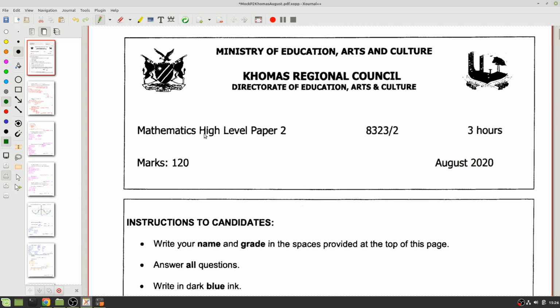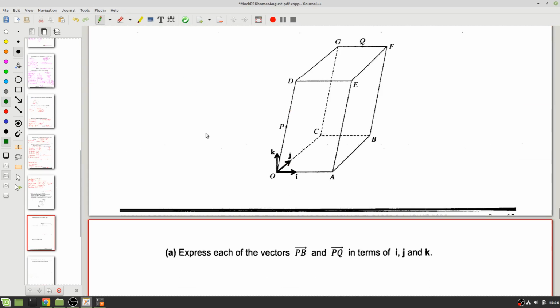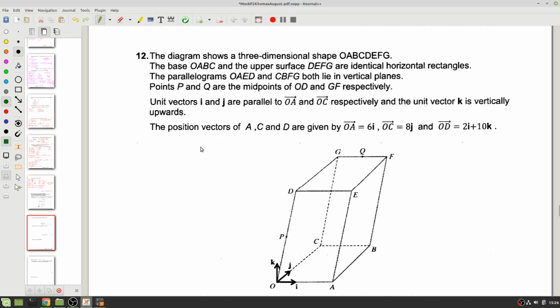Alright, so we are on Mathematics Higher Level Paper 2, Khomas region, August 2020 exam. And we are on question 12 today. Okay, let's have a read.